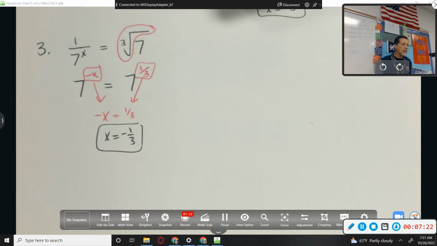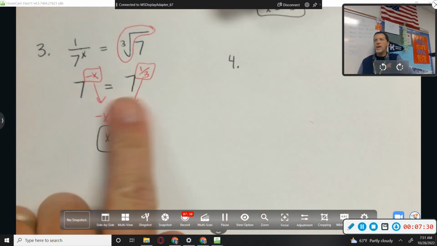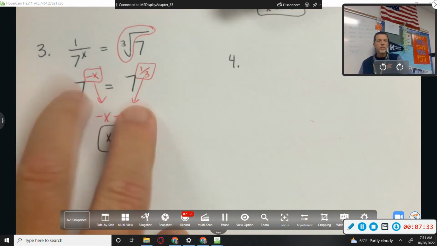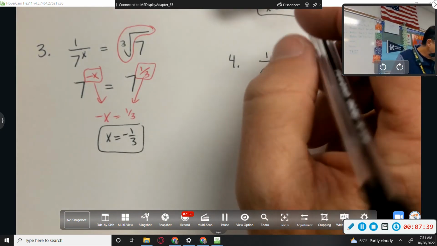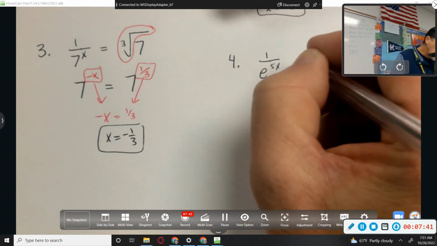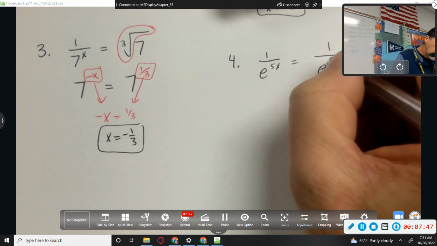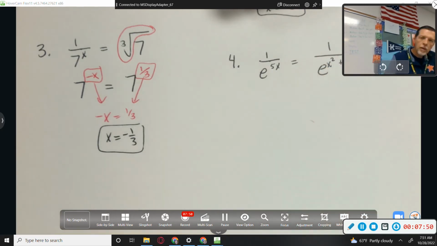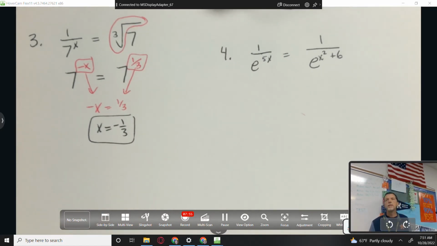So it's just about figuring out the puzzle of how do I get the bases to match? What sort of algebra gymnastics do I have to perform so that the bases match each other? 1 over e to the 5x equals 1 over e to the x squared plus 6. What do you think?